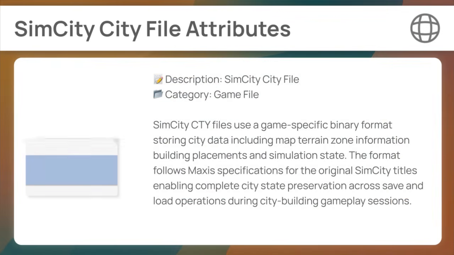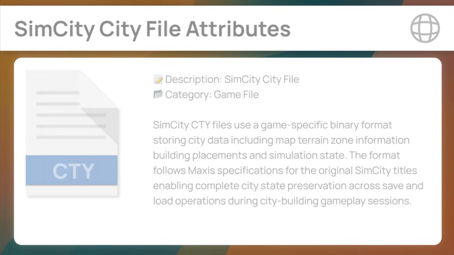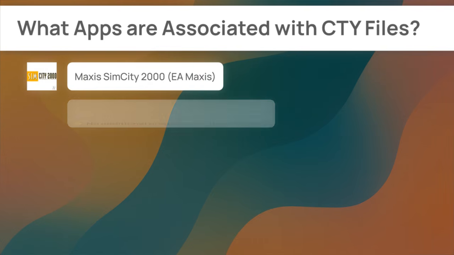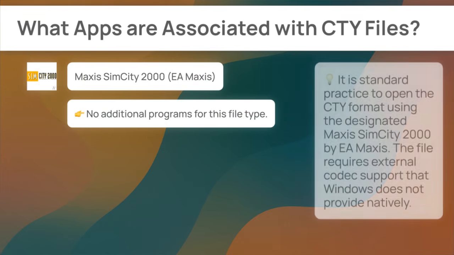SimCity CTY files use a game-specific binary format, storing city data, including map terrain, zone information, building placements, and simulation state. The format follows Maxis specifications for the original SimCity titles, enabling complete city-state preservation across save and load operations during city-building gameplay sessions. EA Maxis defined Maxis SimCity 2000 as the application primarily intended for CTY.